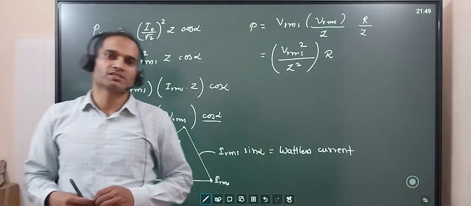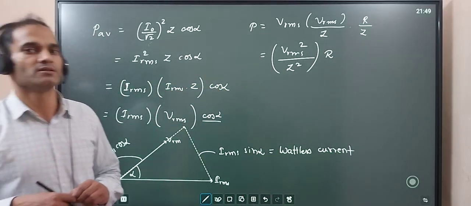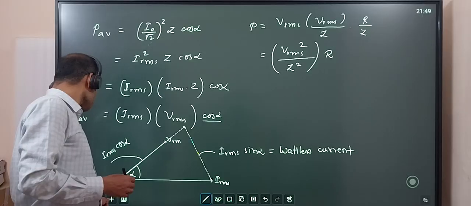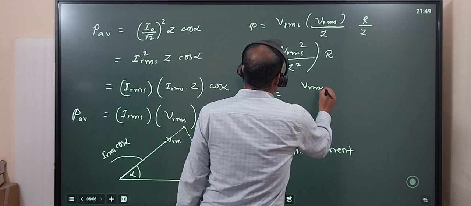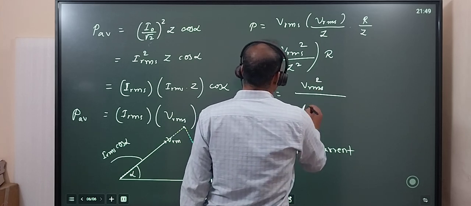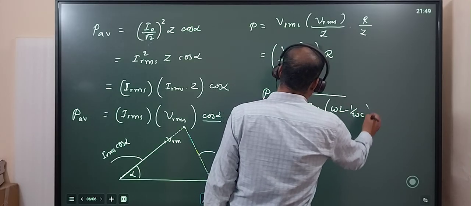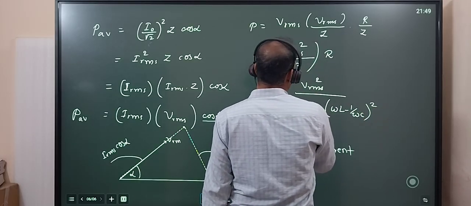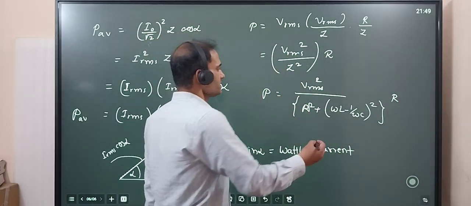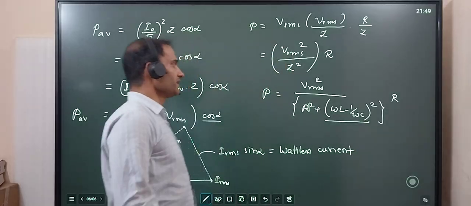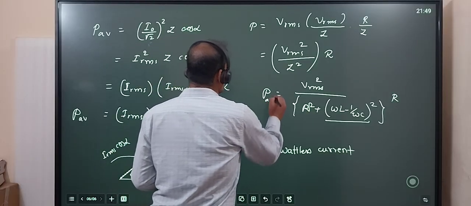Now we are going to discuss the resonance part. I will write it again: VRMS the whole square by R square plus omega L minus 1 by omega C the whole square into R. In resonance, what happens? This part becomes 0, and we will get the maximum average power.